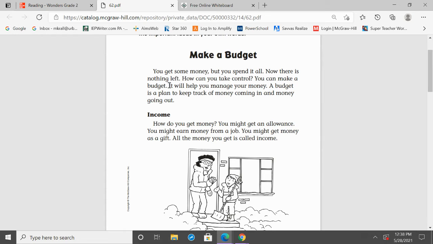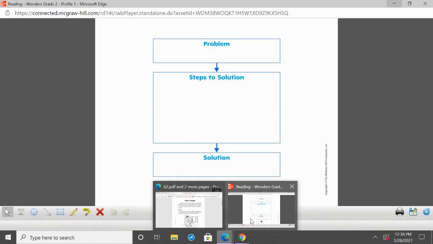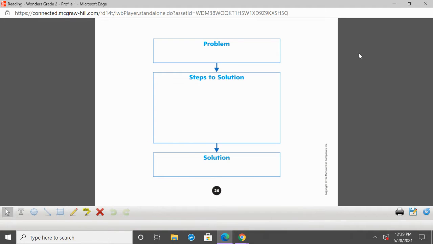But we still need to read so that we can find out the steps that you need to take to make a budget or to come to that solution. So we're going to go ahead and fill in our problem and our solution first while we have those. So I need you to go ahead and get a piece of paper and a pencil. If you need to pause me while you do that, you may do so.